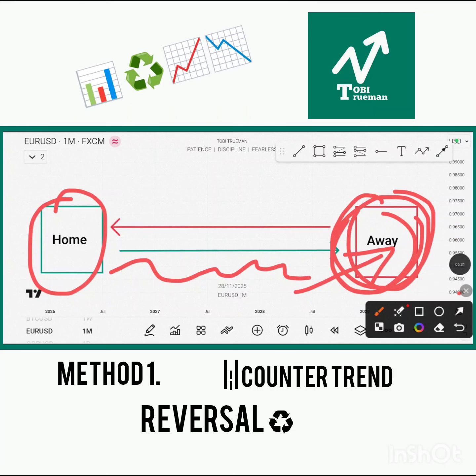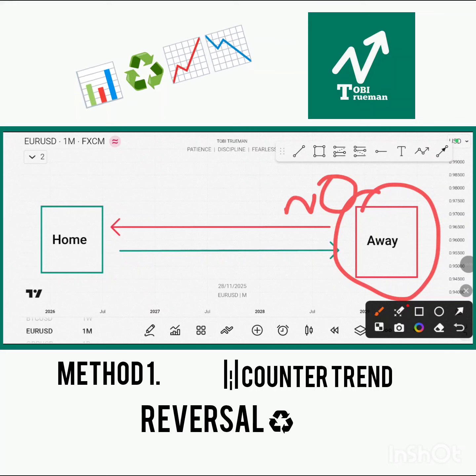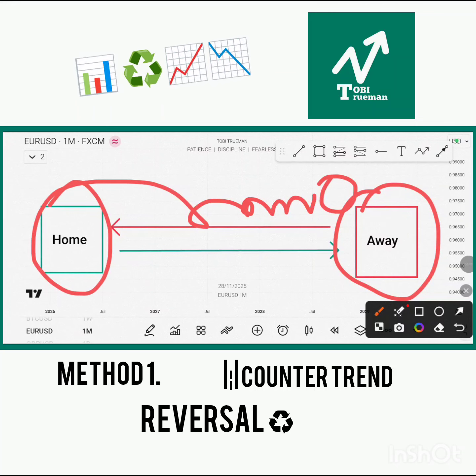When the ball is with the away team, they are now with the ball. They are going to make their own strategy to play and come and score the home team also. That is how trading is.